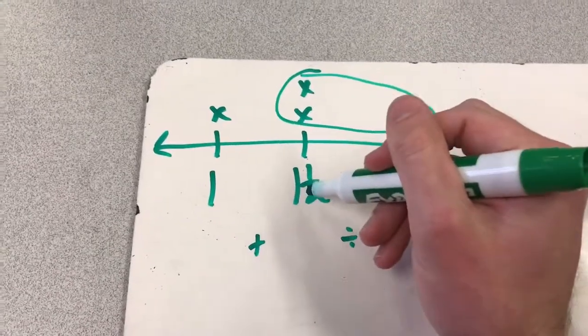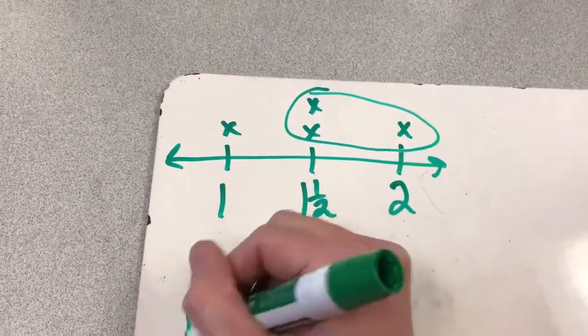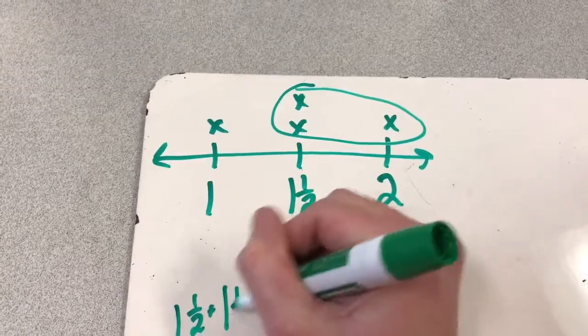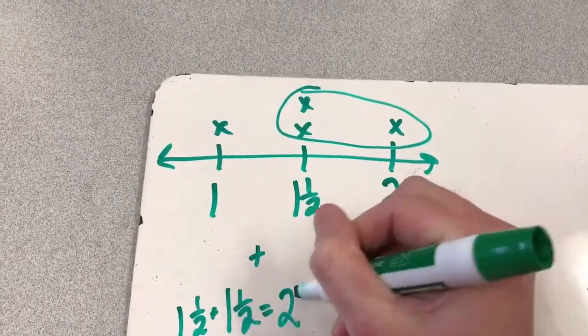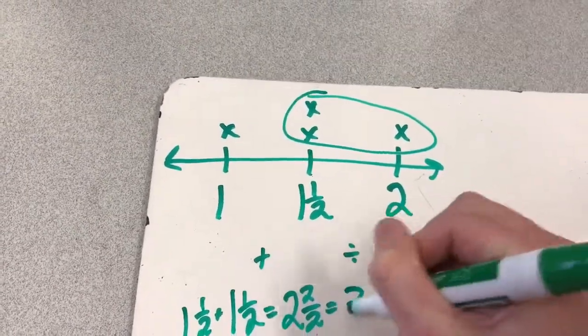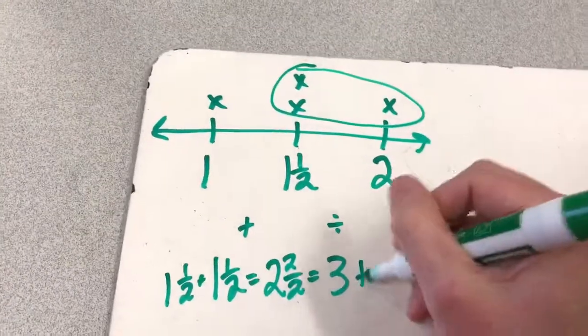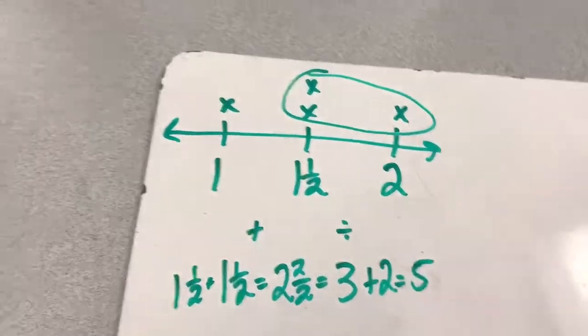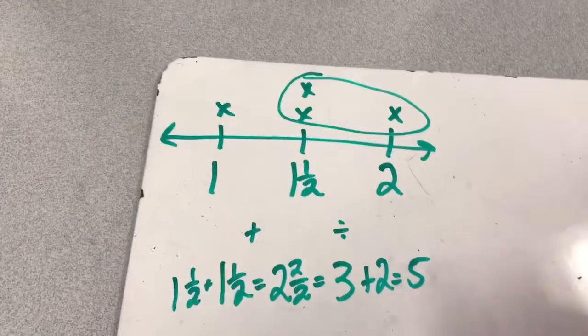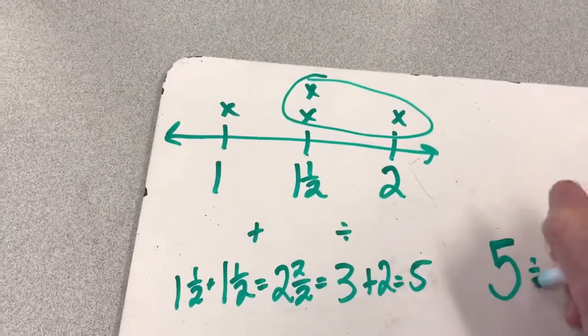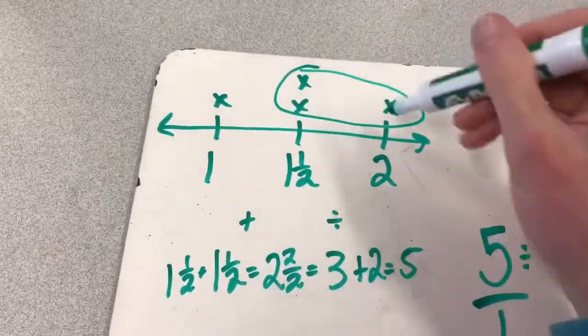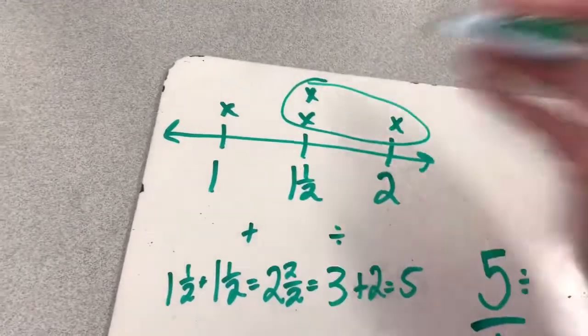Well, I know that 1 1/2 plus 1 1/2 is equivalent to 2 2/2, or 3. And then I add my 2, and I get 5. Well, now that I have 5, I need to divide that by how many total frequencies there are. Well, I see 3.